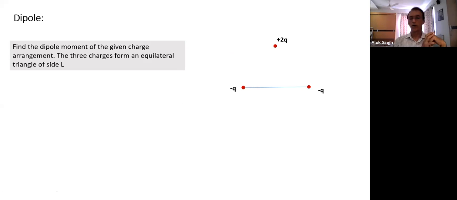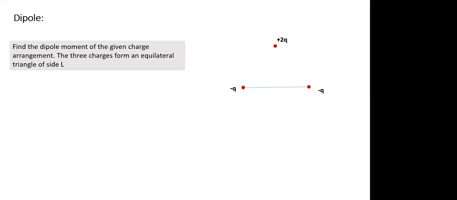Okay. Now, if I look at this charge arrangement, is it a dipole, or can we find the dipole moment? For this charge arrangement, there are three charges, they form an equilateral triangle of side L. Can all of you find the dipole moment of this charge arrangement? Sir, it should be root 2p, right, sir? Like, I mean, we can split the plus 2q into plus q and plus q.